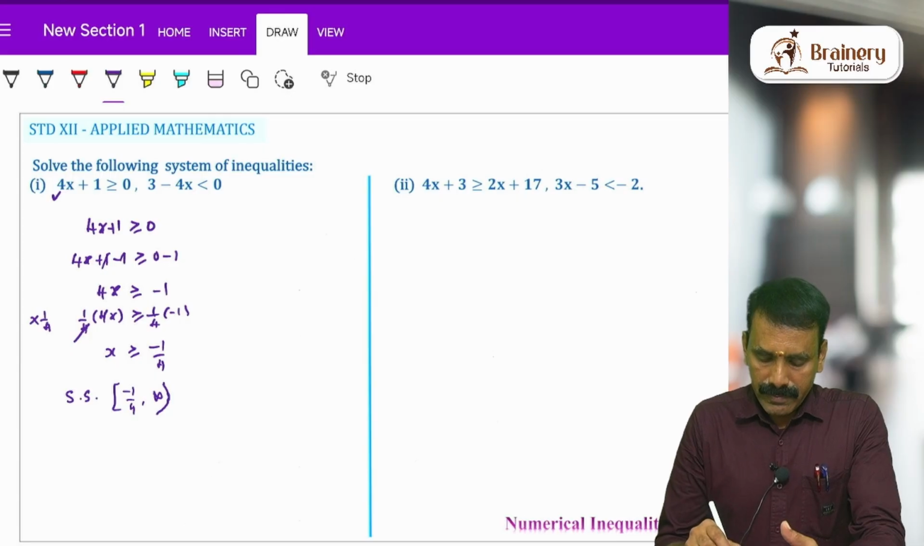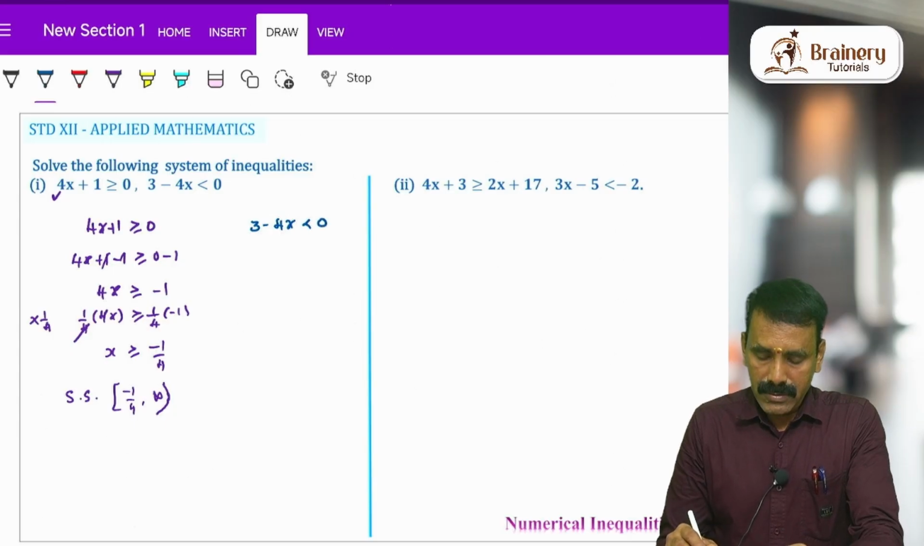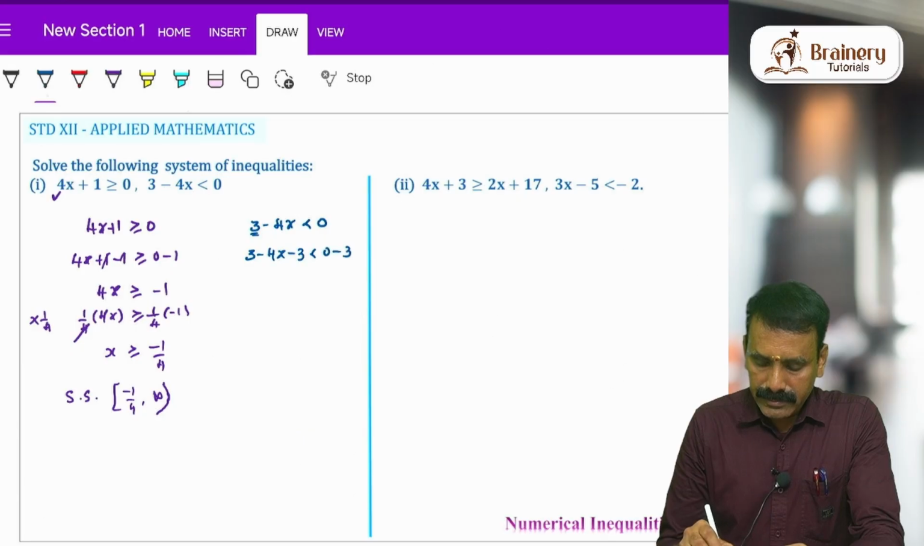Now take the second one. Second one is 3 minus 4x is less than 0. So we have 3 on the left hand side. We want to remove that 3 because it is only appearing in addition or subtraction. Okay. So it is 3 minus 4x. So the additive inverse of plus 3 is minus 3. Less than 0 minus 3. So plus 3 and minus 3 cancel. So minus 4x is less than minus 3.